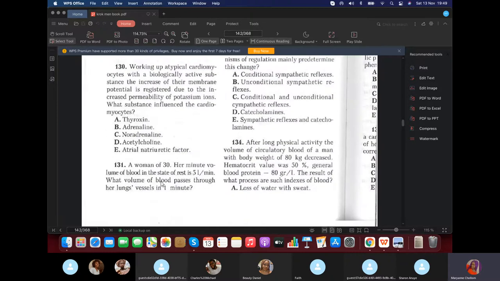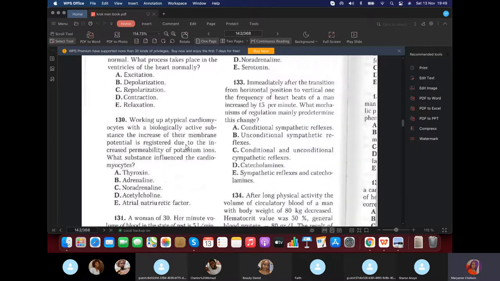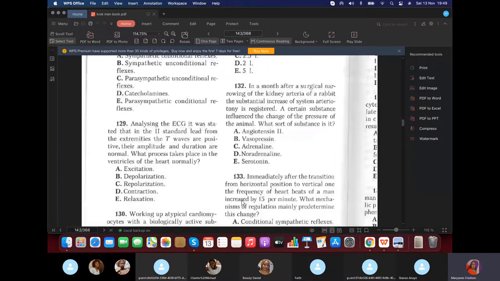Because the blood that is going through your artery and your heart is the same thing that will go through your lungs, because before it will enter your left ventricle, it has to be oxygenated, right? So it's the same thing. So that's why the answer will be 5 liters.